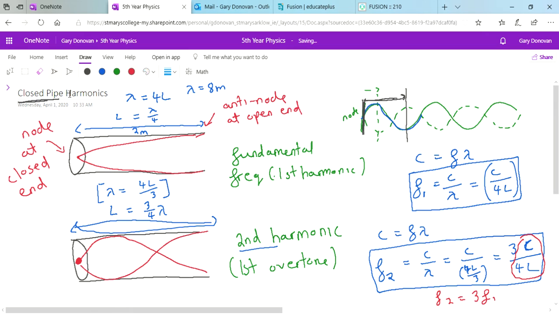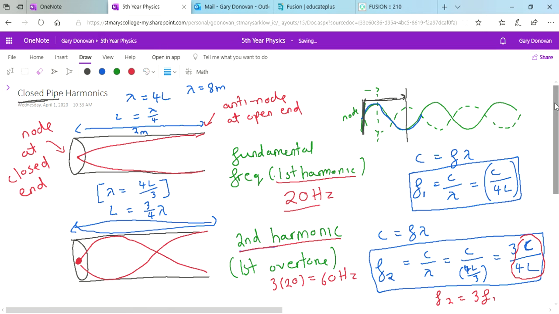Why is that important? Well, that's different to the other cases we've seen. This is telling us that the second harmonic is 3 times as much as the first harmonic. So if the first harmonic was 20 Hertz, the second harmonic wouldn't be 40 Hz like it was in the last case where we had open-ended pipes or the string. The second harmonic would be 3 times this, which would be 60 Hz.